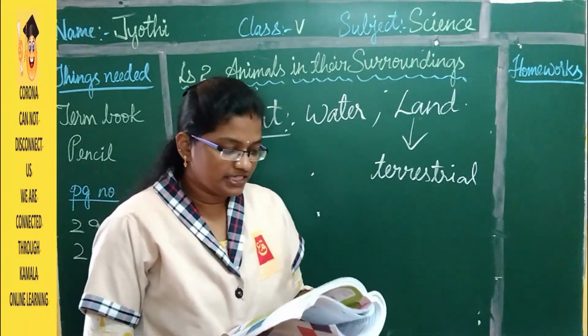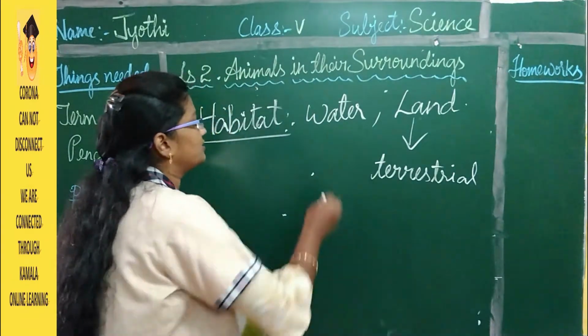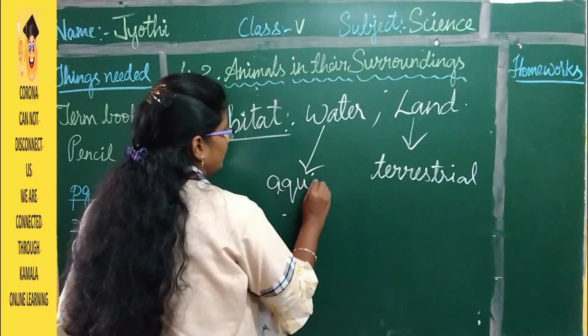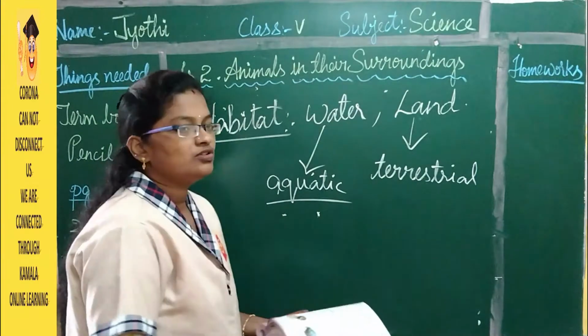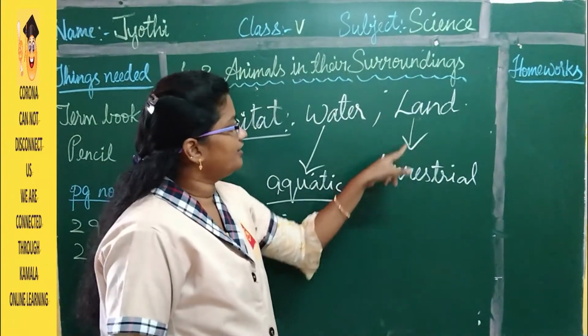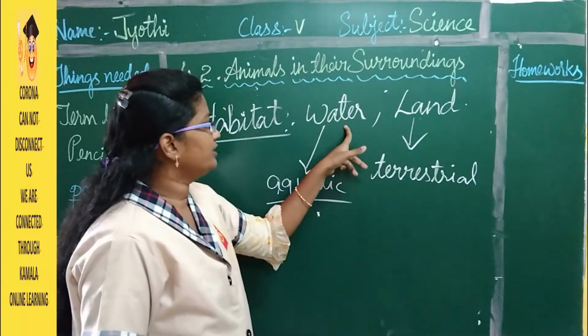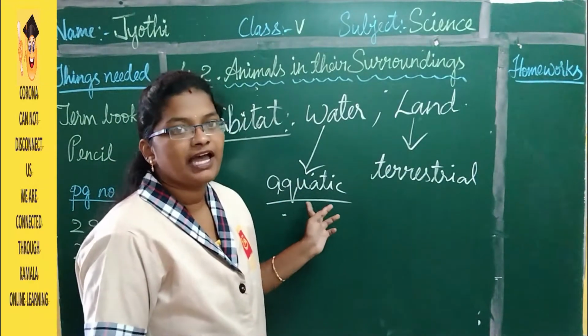Animals that live in water are called aquatic animals. So the animals which live on land are called terrestrial animals. The animals which live in water are called aquatic animals.